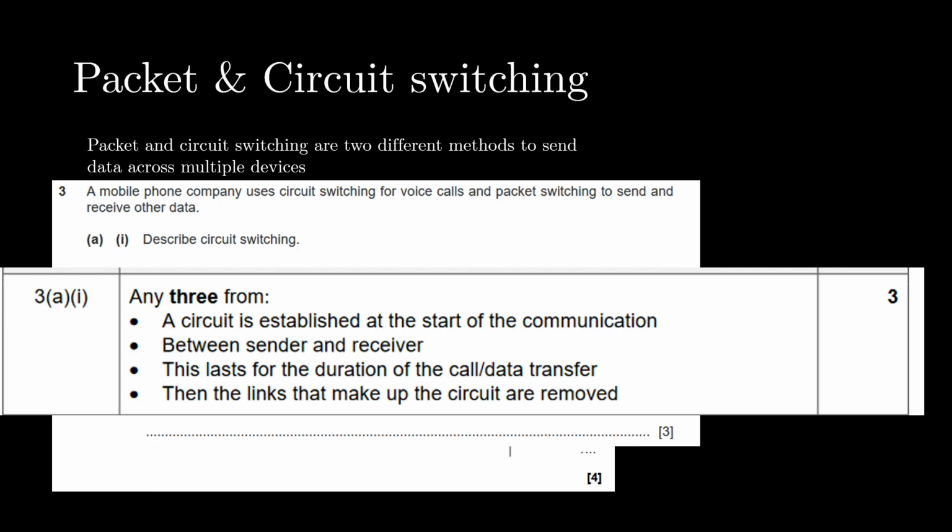So yeah, circuit switching. A circuit is established at the start of communication. Also, this is used in the context of a voice call. A circuit is established between a sender and receiver. This lasts for the duration of the call, and then the link that makes up the circuit is removed.